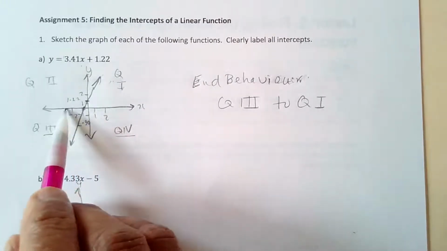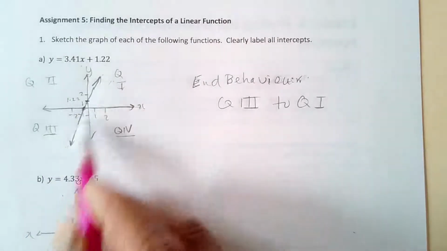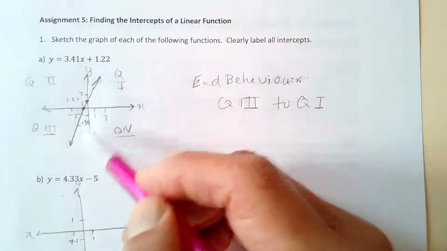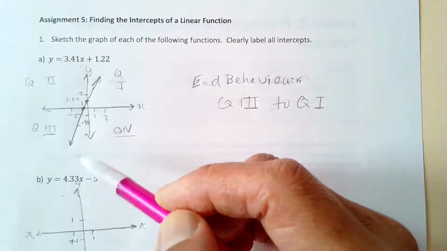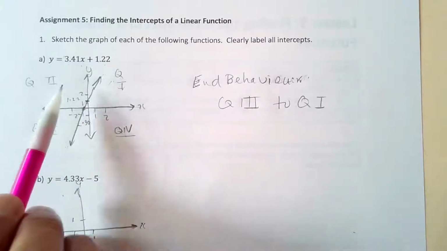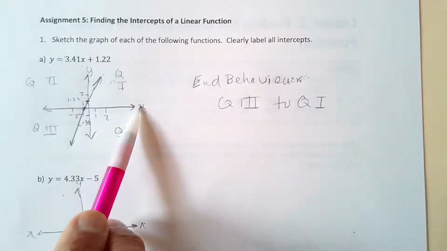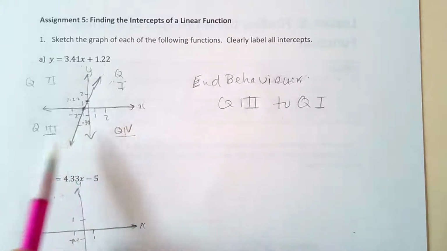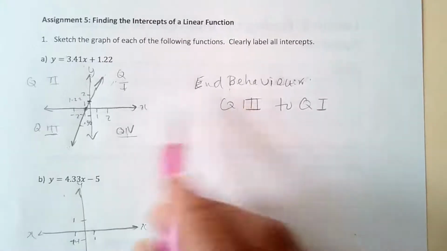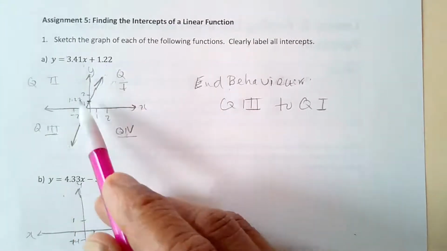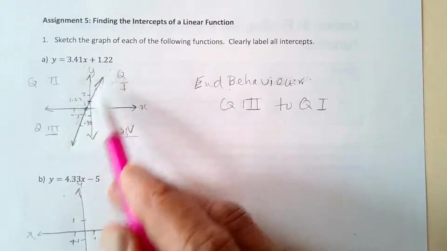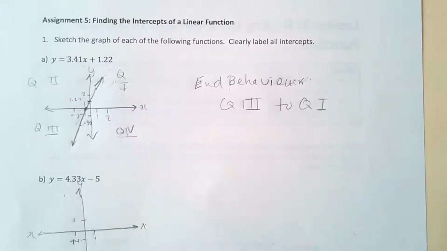So you're looking at, as your x increases, where is this graph heading towards? If it's heading towards quadrant 1, we say it's increasing. On the other hand, if it was heading towards quadrant 4, it's decreasing. So we say quadrant 1 to quadrant 4. So the x coordinate determines the direction of the end behavior. If your y value is decreasing, then it's going to quadrant 4. If the y value is increasing as x increases, you go to quadrant 1.